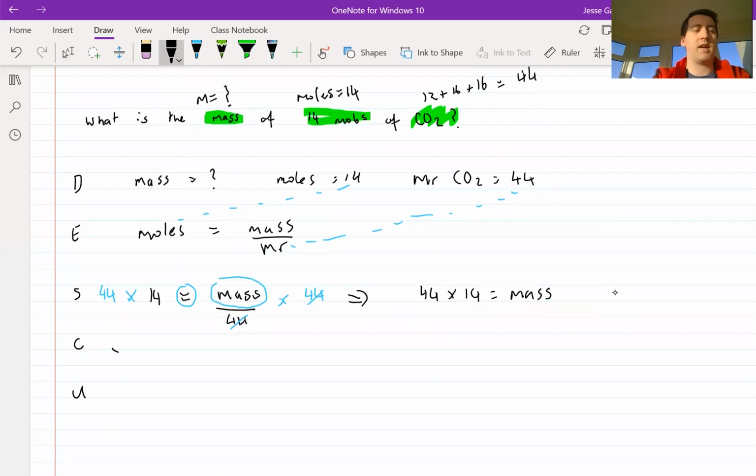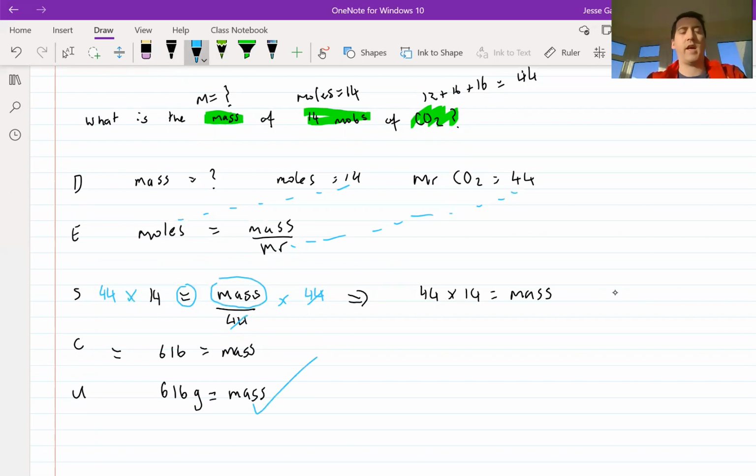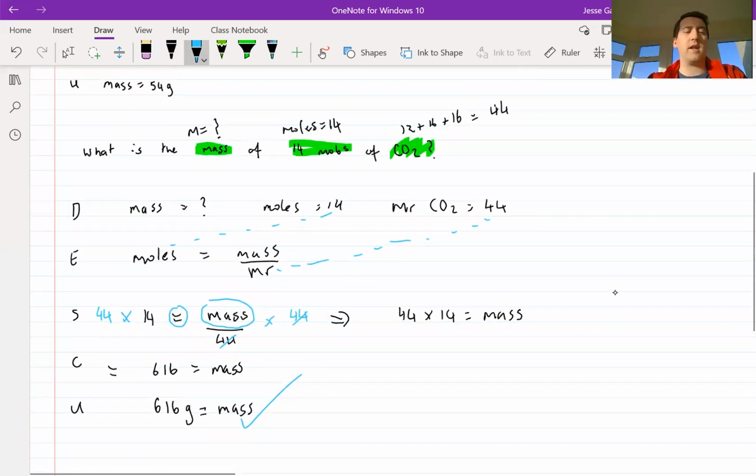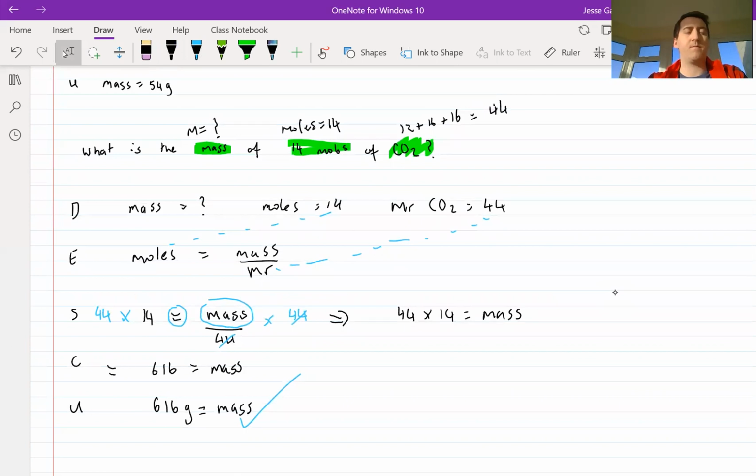Next line, I'm going to get my calculator out now. When I get my calculator, I get mass equals 616. So when I did 44 times 14, I got 616. What are my units? Well, I am finding mass. So my unit is 616 grams is equal to the mass. Okay, hopefully that's what you got. If you got this here, well done, tick it. Excellent. If you didn't, really look at the steps that I did and find out where exactly you went wrong.